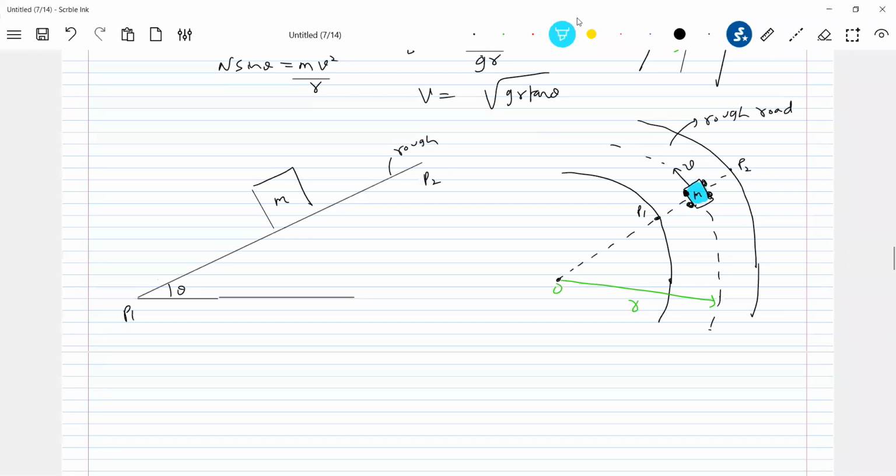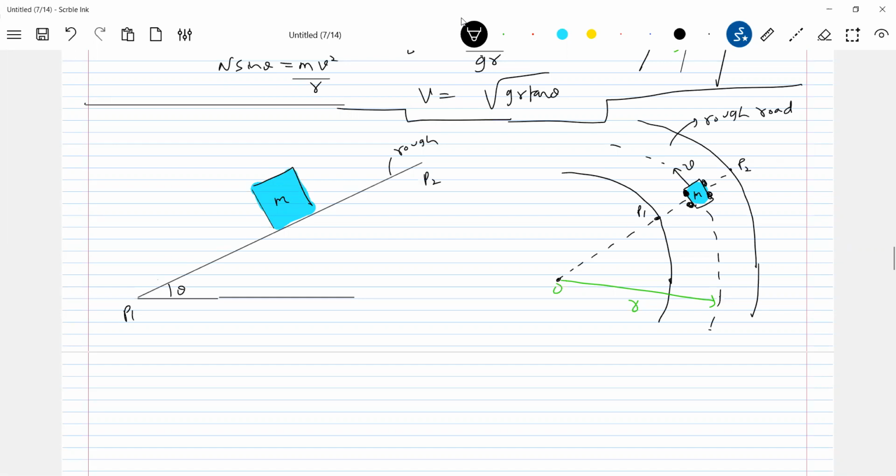Okay, so this is the vehicle. Tell me, can you get the expression for the minimum and maximum speeds? First, we'll go for the forces here. This is the other part, this is the second part. So the normal contact force and the weight mg.